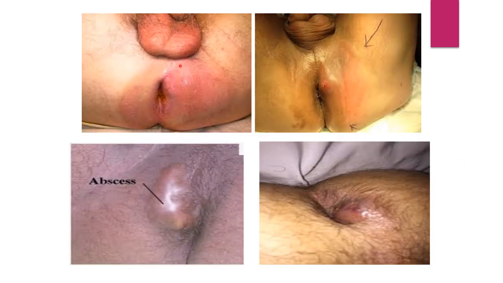Here again, a larger abscess. This is an ischiorectal abscess, deep seated. These are late signs. Normally, in early signs, they don't get much redness and swelling. This is a partially ruptured abscess at the 2 or 1 o'clock position. This is a 10 o'clock position abscess, and another abscess here at the 4 o'clock position.